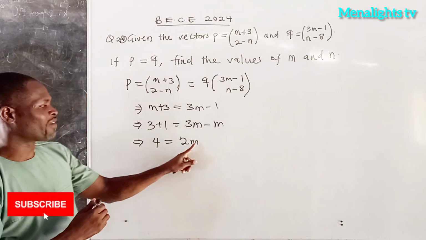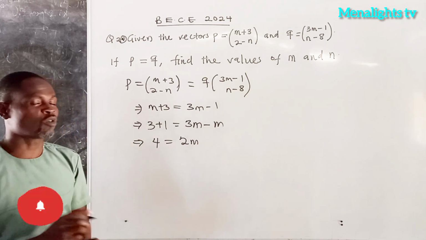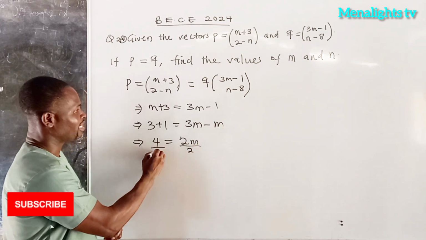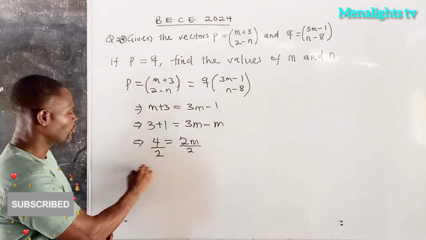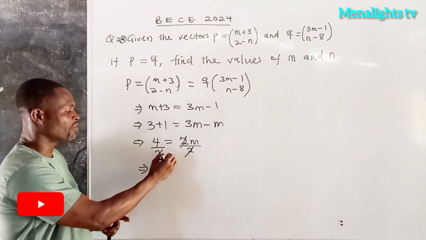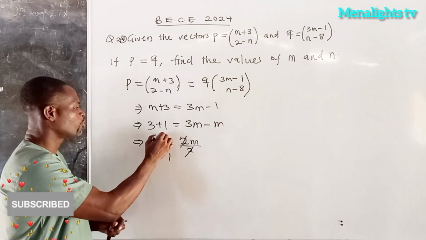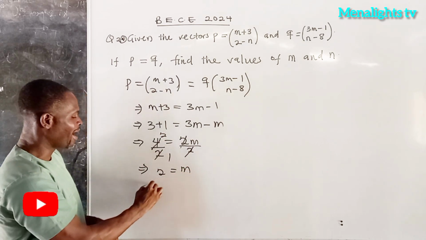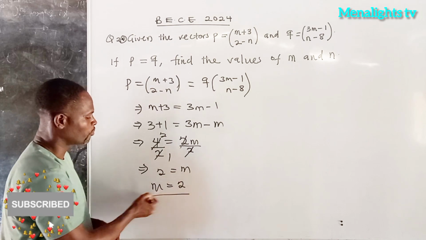So for us to get the value of m, we divide both sides by the coefficient of m, which is 2. So divided by 2, and this side also by 2. So it means that 2 will cancel 2 here, and then 2 goes into 4 two times. So 2 is equal to m, or m is equal to 2.